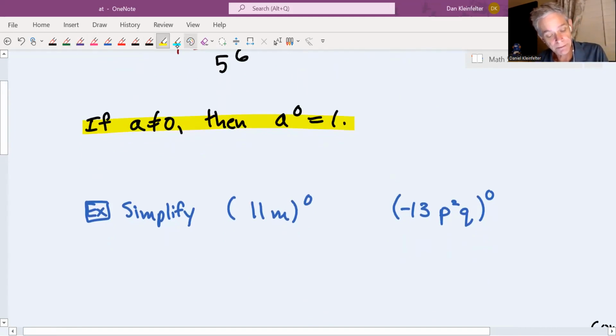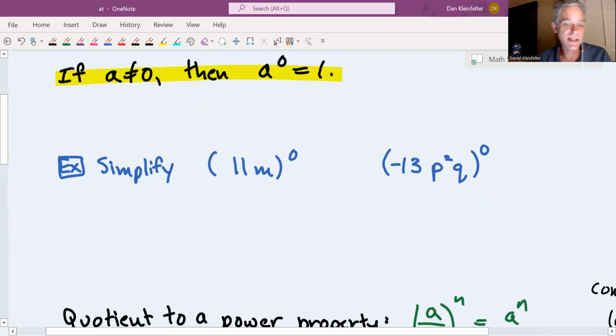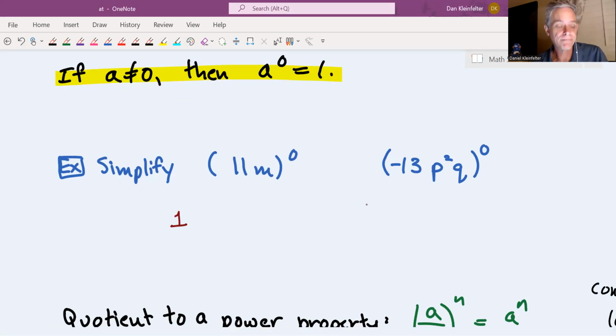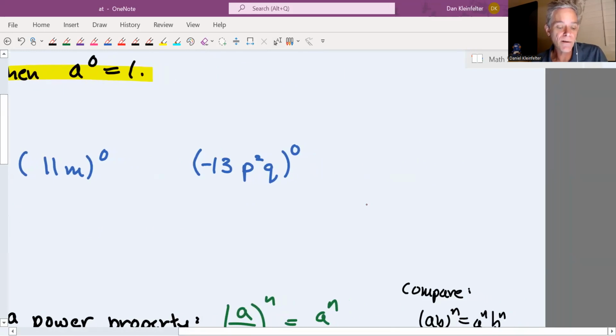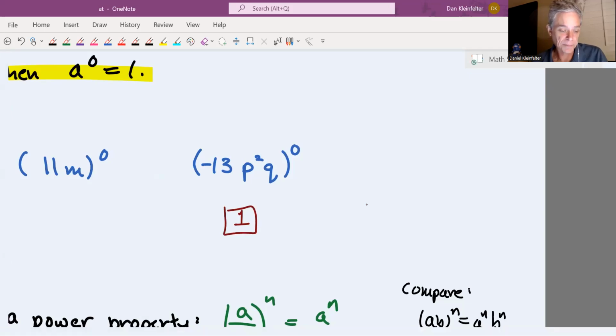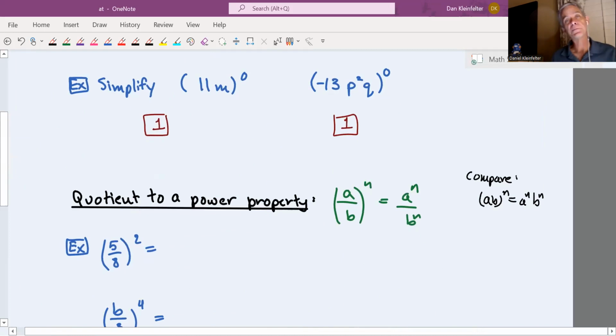Okay. So examples. These questions are fun because they look harder than they really are. 11m raised to the 0th power is going to equal 1. Okay, it's not really any calculating to do. Negative 13p squared q raised to the 0th power is equal to 1. Any number that's not 0 raised to the 0th power is equal to 1.